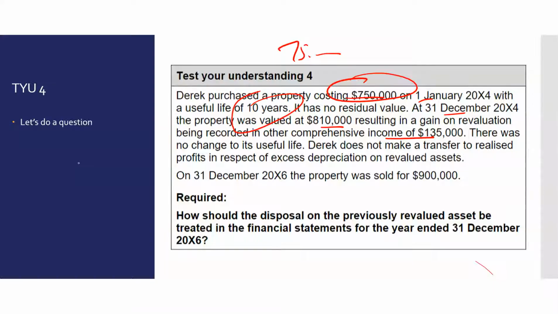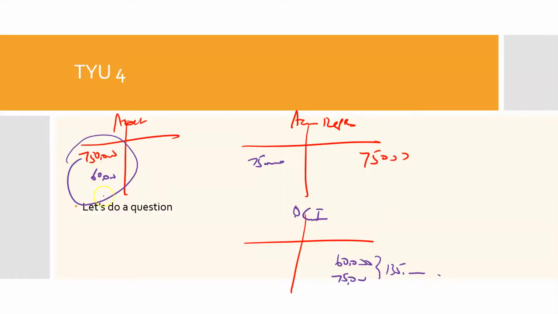Right, so what happens next? There's no change to the useful life. Okay, great. So that means we have 9 years left. And 2 years, I believe, 31st of December, 2004. So basically 1st of Jan 05 to 31st December 05, and to 31st December 06. So we have 2 more years. So let's do that. So now we have something that's 810 with 9 years left.